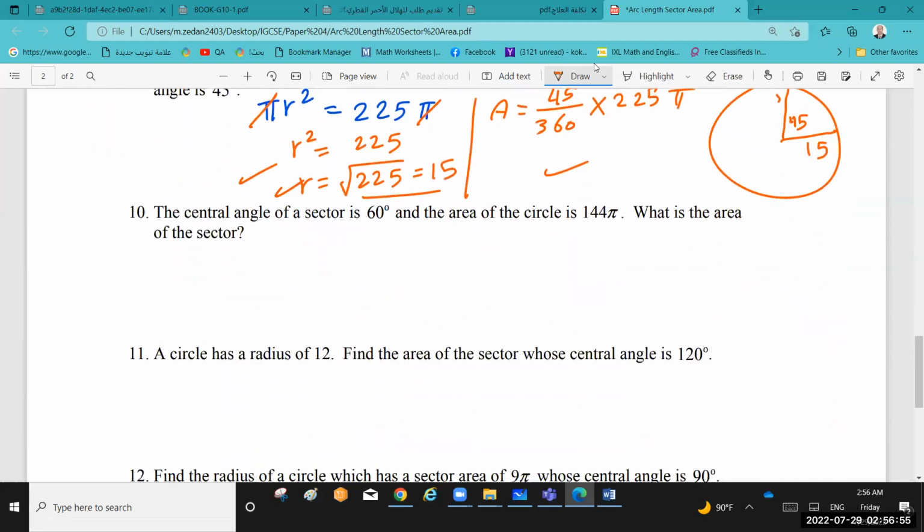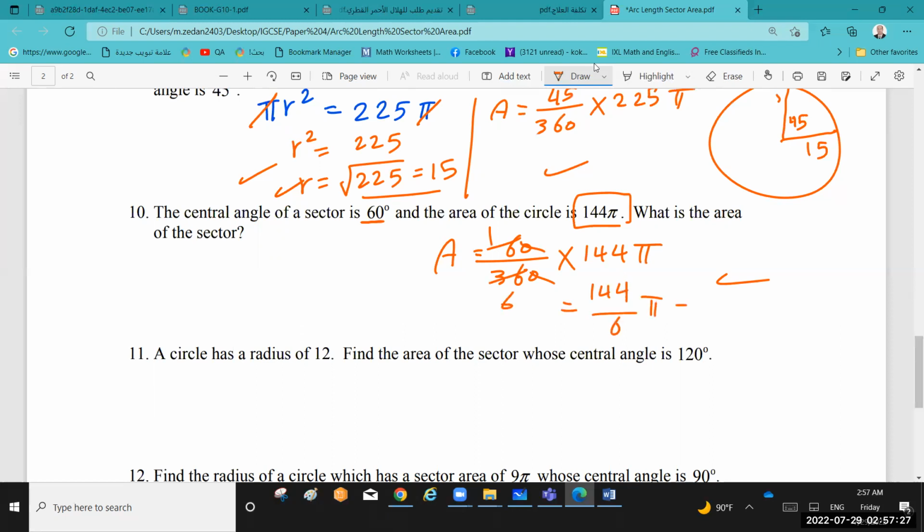Let's solve number 10. The central angle of a sector is 60 and the area of the circle is 144 pi. What is the area of this sector? The area of the sector is part of the area of the circle. Part means the central angle over 360. Very easy, a very direct question. Divide by 10 and 10, divide by 6 and 6. So it's really 144 over 6 pi, which is 24 pi.